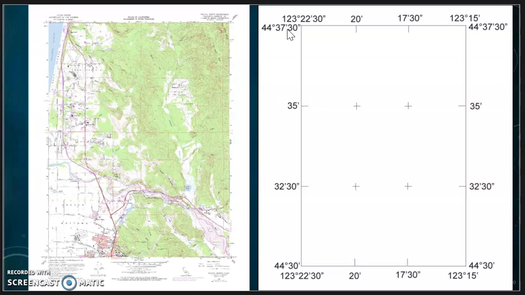Then the next tick mark up is another 2.5 minutes, so we could have 44 degrees, 37 minutes, and 30 seconds. It works the same way with longitude. We can see our full notation of longitude up here. We have 123 degrees, 22 minutes and 30 seconds. We are going backwards here a little bit, but we know that 20 is 2.5 minutes less than 22 minutes and 30 seconds, and so on.